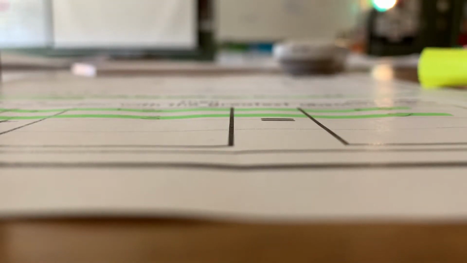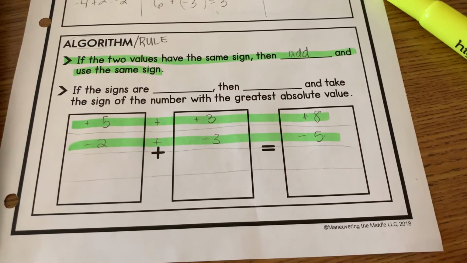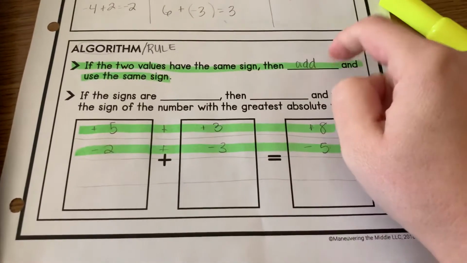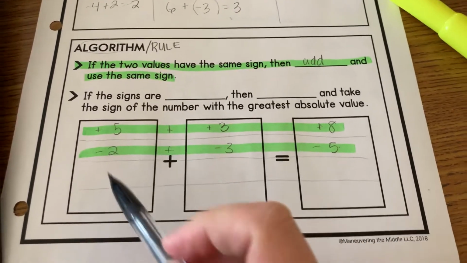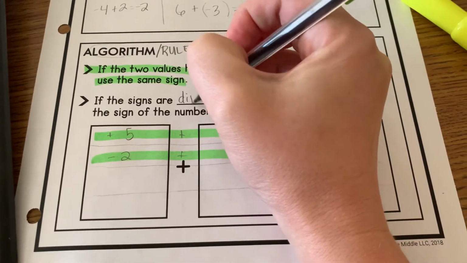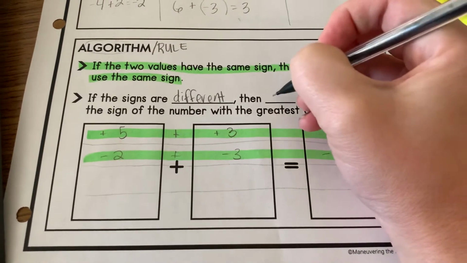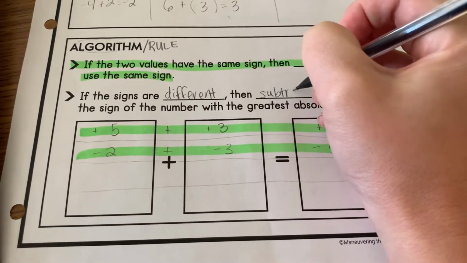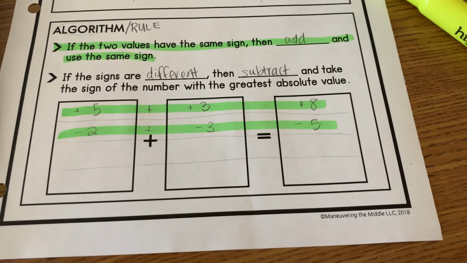I would say that a lot of kids like the rules best, but the rules are sometimes hard to remember. Okay, so your page should look like that because these 2 examples go with this rule. Now, the next rule is, pick up your pencil. If the signs are different, then subtract and take the sign of the number with the greatest absolute value.